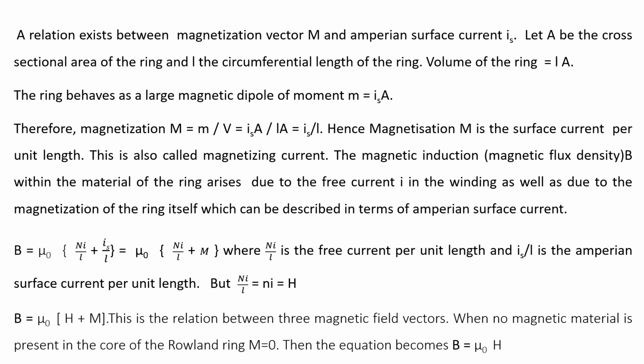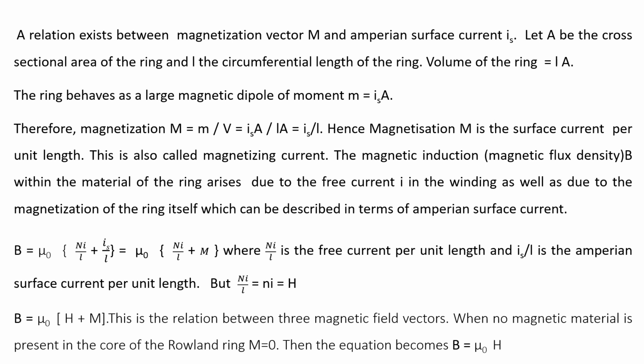But we know that Ni by L, we have already studied, is the magnetic field intensity vector H. Capital N by L: N is the total number of windings divided by L, the circumferential length. This capital N by L is equal to small n, the number of turns per unit length. Therefore, H is equal to ni.